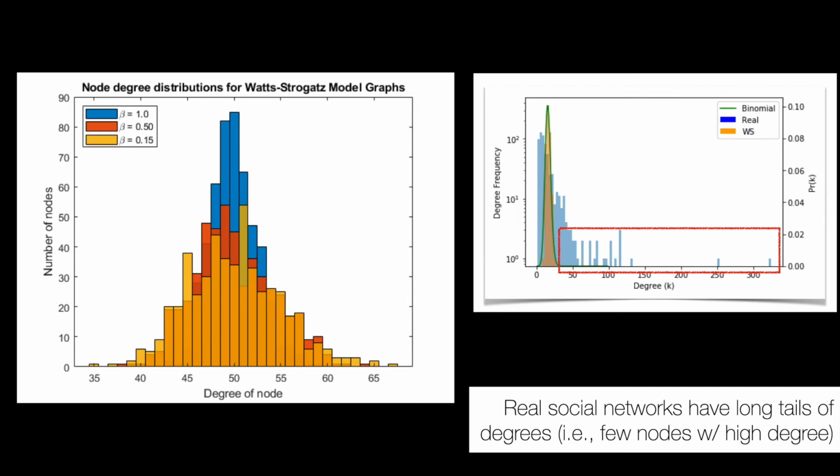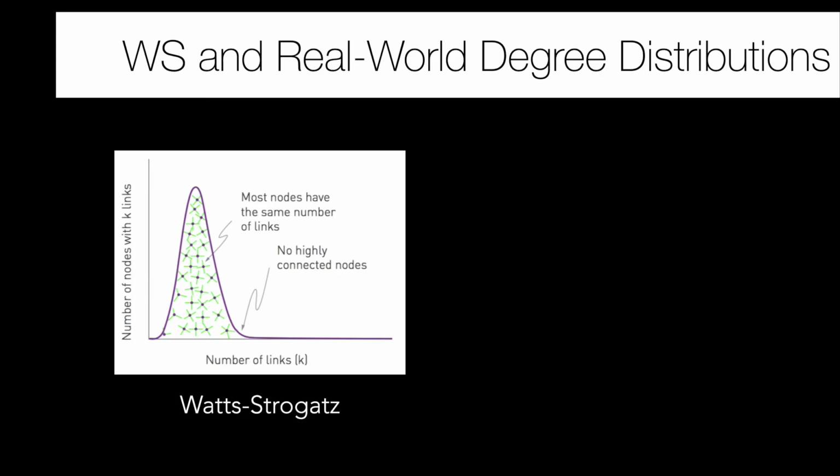So that tells us that the Watts-Strogatz model doesn't capture this long-tailed aspect of degree in small world networks. We can look at this in terms of degree distributions, saying that the Watts-Strogatz model has this general binomial structure where you have basically no highly connected nodes beyond some threshold, and most nodes have the same number of links.